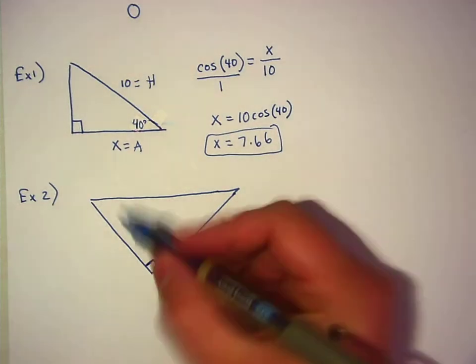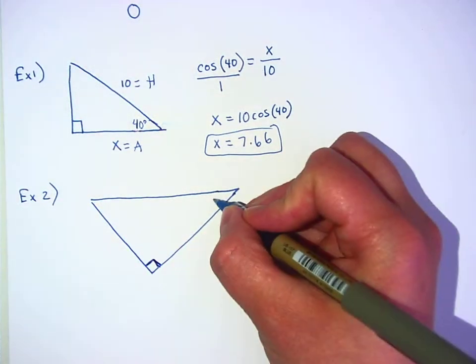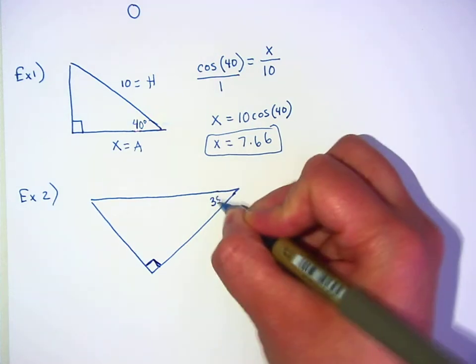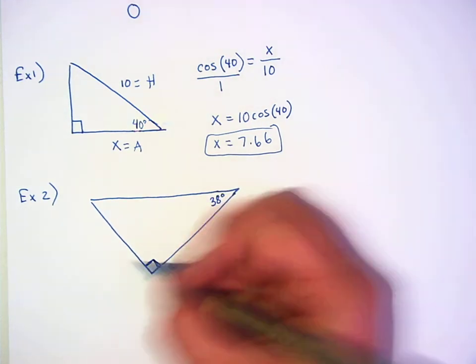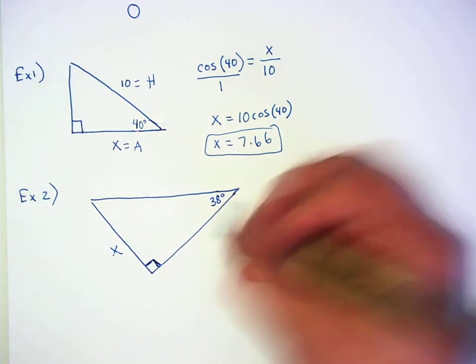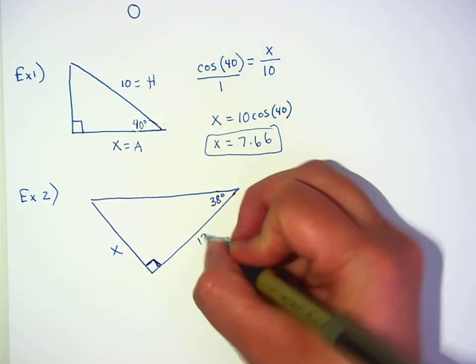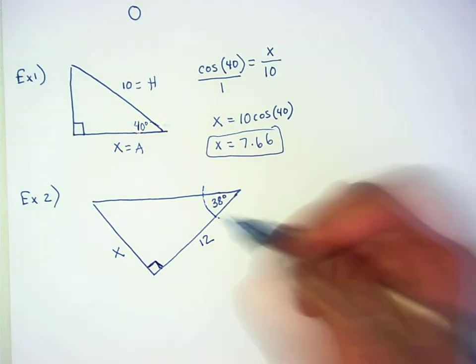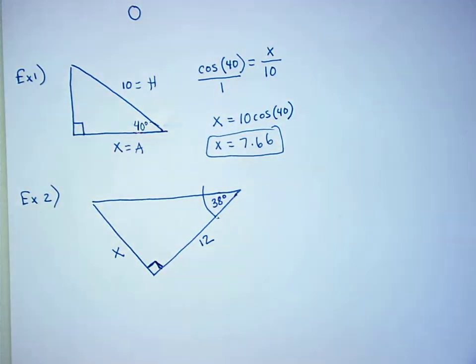Let's do 38 degrees, x and 12. First thing you have to do right now is figure out where the adjacent, the opposite, and the hypotenuse is. How about you go sit by your partner right now? Go sit by your partner.